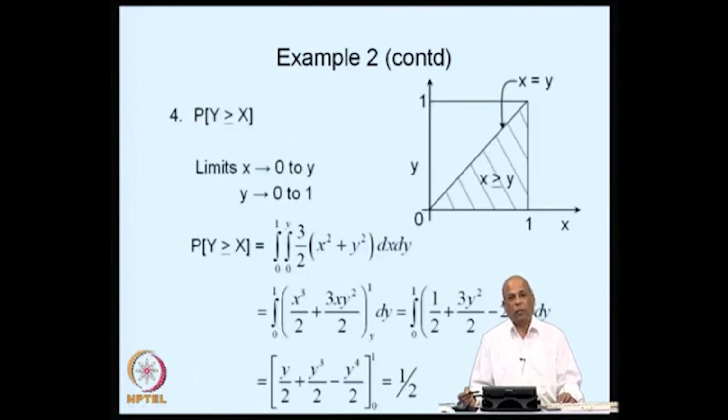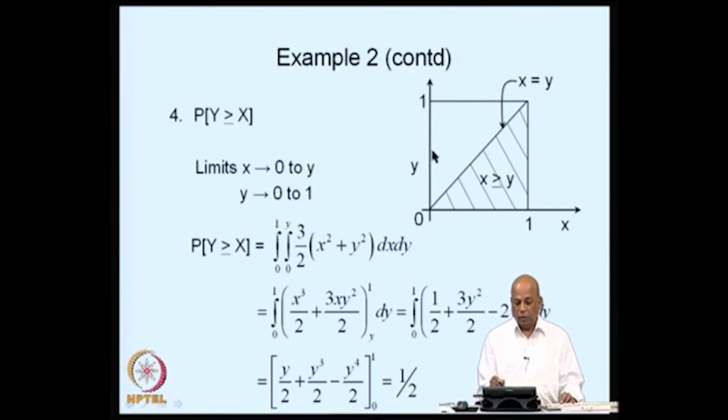Then we look at the case of the probability of y being greater than or equal to x. Again, as we did in the previous example, we identify the region over which we are interested. We are interested in the region y greater than or equal to x. So, we draw the line x equal to y, and notice that in this region x will be greater than or equal to y, and in this region y will be greater than or equal to x. So, we are actually interested in this particular region. Once you identify the region, you integrate the joint PDF over this region to obtain the probability of y being greater than or equal to x.